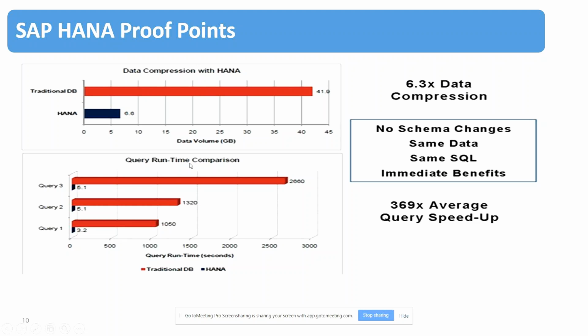Here we can also compare query runtimes. They took 3 queries from this banking sector customer and ran them at a time. The first query took 2660 seconds. The same query in HANA took 5.1 seconds. There are very huge differences compared to the traditional database. SAP ran these queries without schema changes, no data changes, and the same SQL, and got immediate benefits. These are all the proof points from SAP when HANA was introduced.